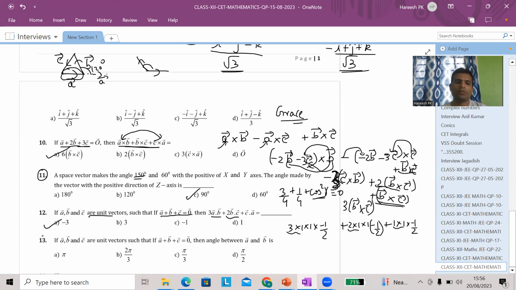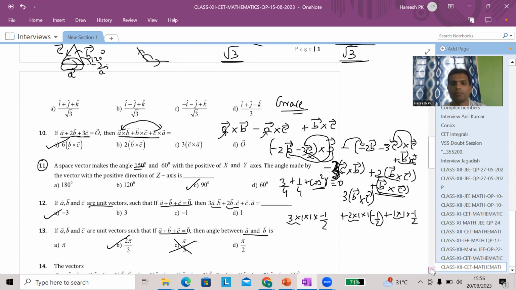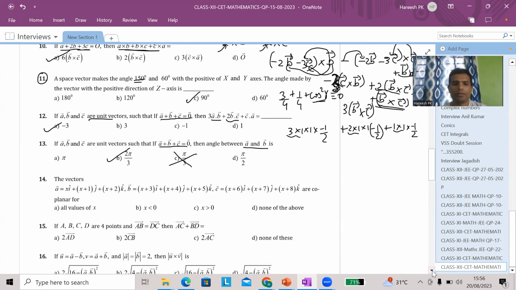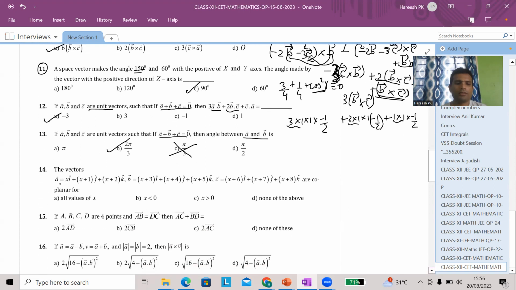Okay. So the 13th is again an extension. I mean, it's exactly the same. If A, B, C are unit vectors and A plus B plus C is 0, the angle between A and B is not 60 degrees, rather it is 120 degrees. Now they're asking, what can you comment about these vectors?